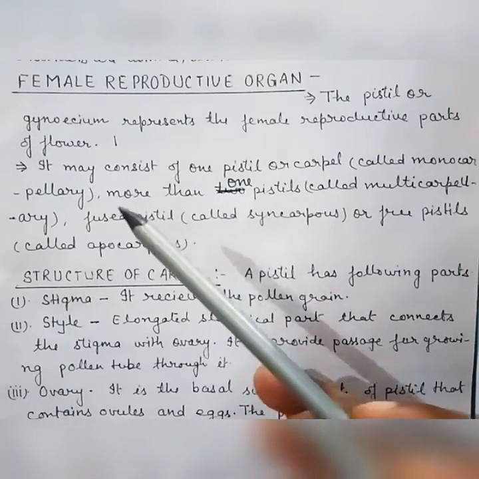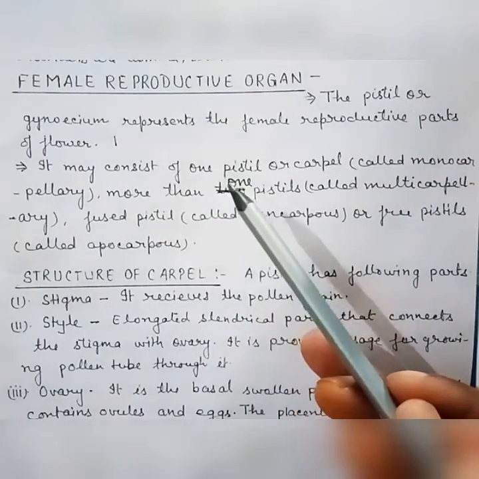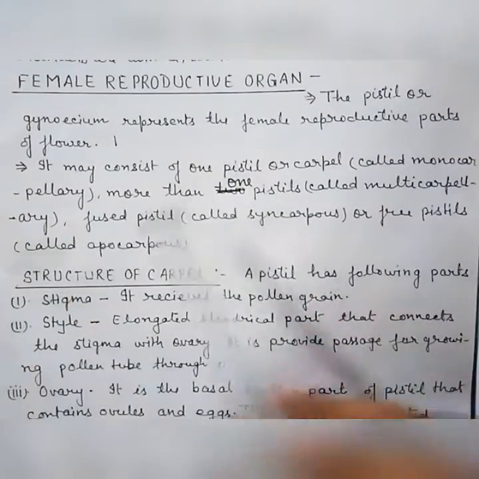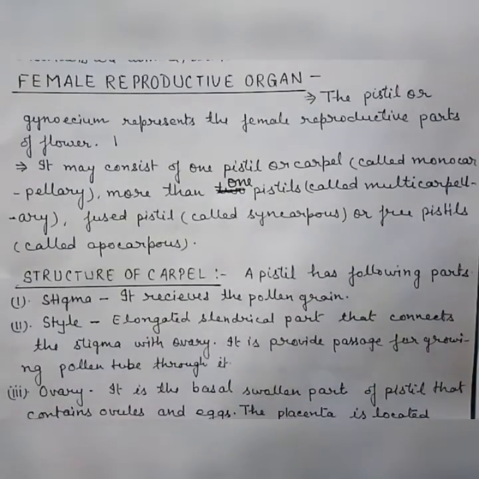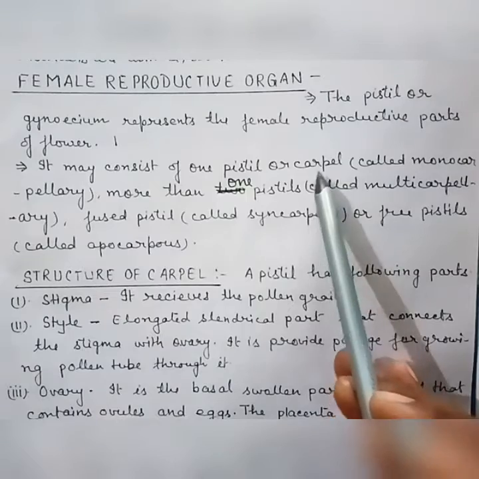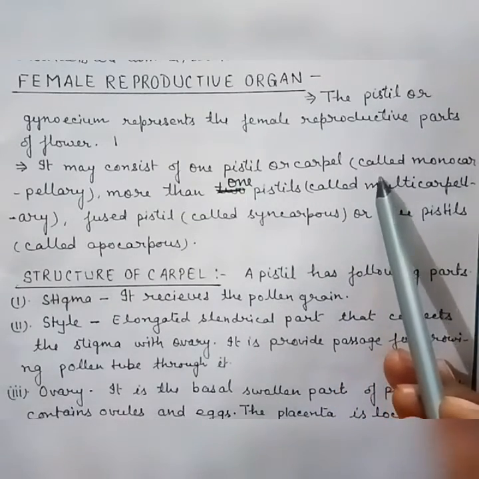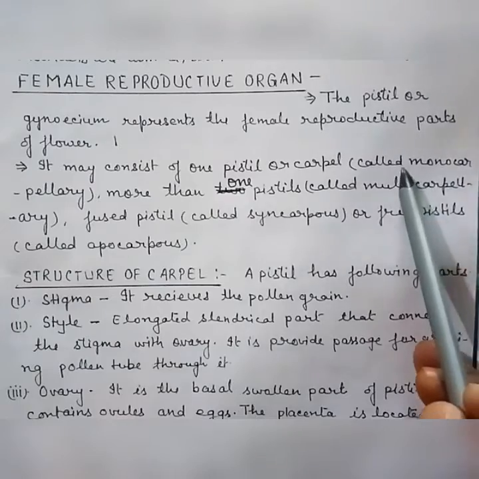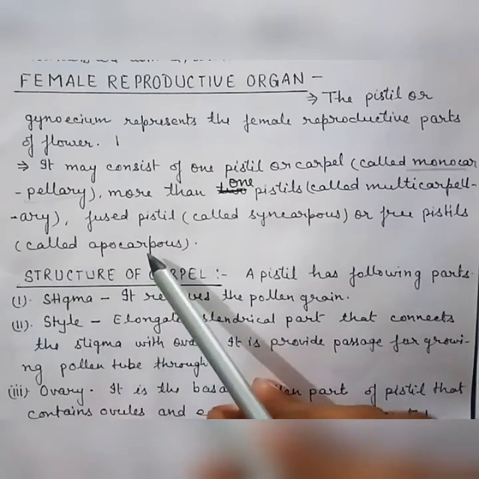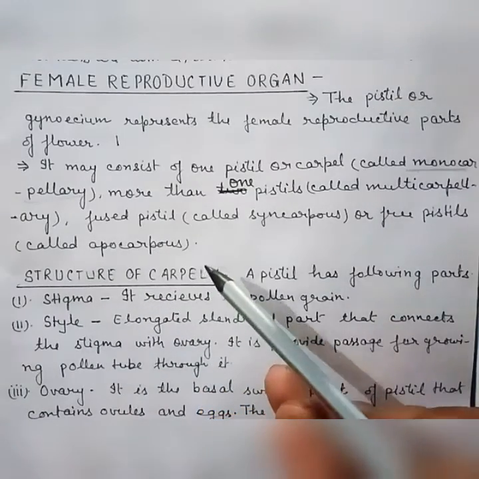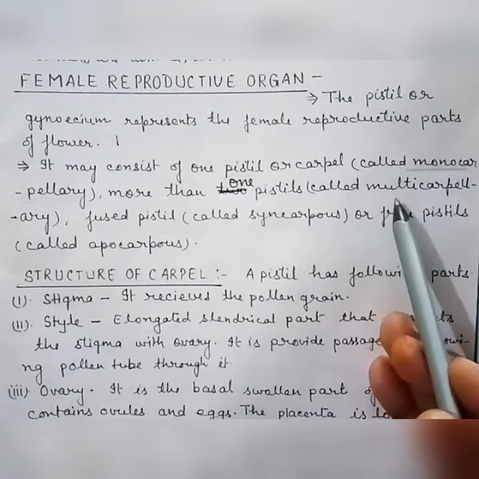The female reproductive organ, collectively called the gynoecium of the flower, represents the female reproductive parts. The gynoecium of the flower may have one pistil or carpel, or more than one. If only one carpel is present in a flower, that type of flower is called a monocarpellary flower. When more than one carpel or pistil is present, it is called a multicarpellary flower.